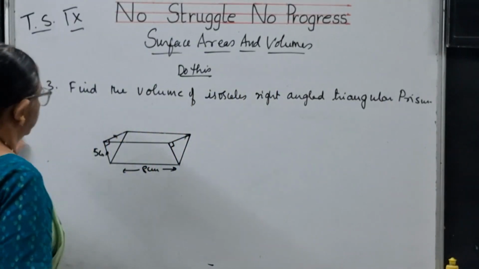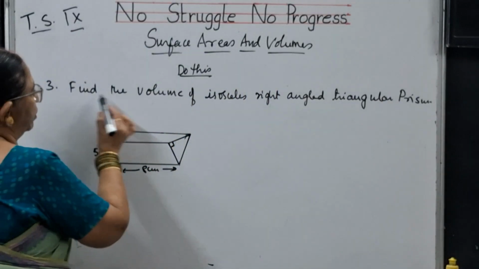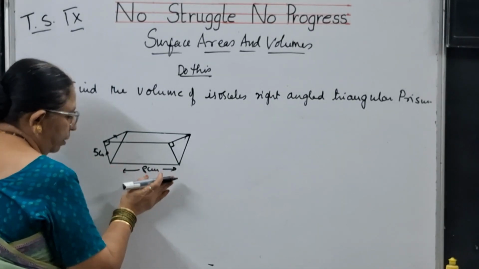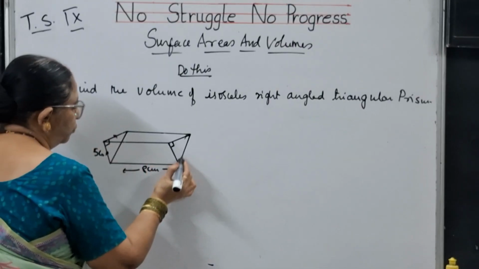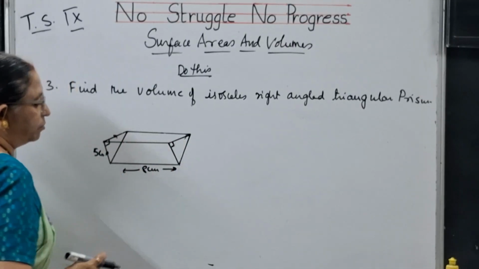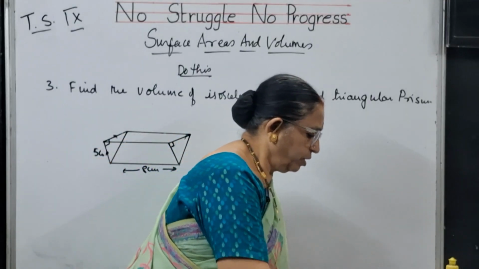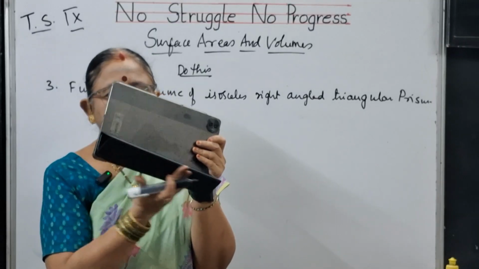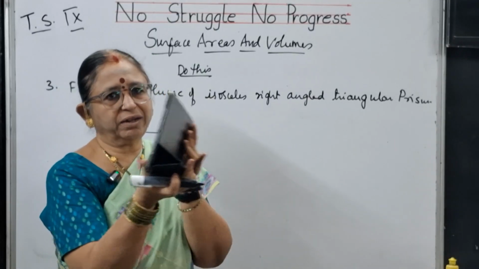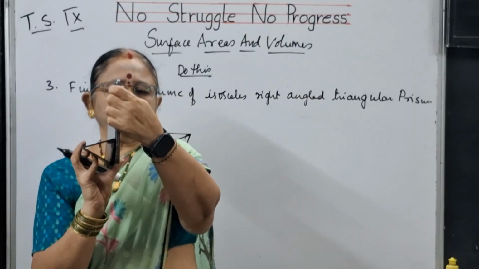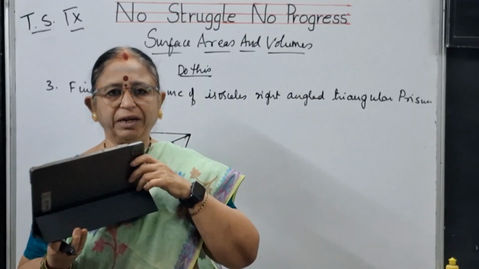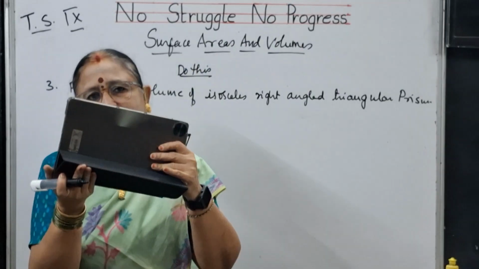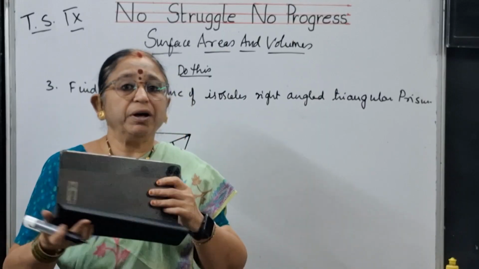Let us see third problem of do this sum, children. Find the volume of an isosceles right-angled triangle prism. This is a prism. A prism will be having base as two triangles and lateral surfaces are parallelograms. So let me show you this figure, children. See the base. Two sides are triangles. This side is one triangle, this side is one triangle. And it has got three sides which are parallelograms. This is one parallelogram and inside it will be another parallelogram. Base is one parallelogram.